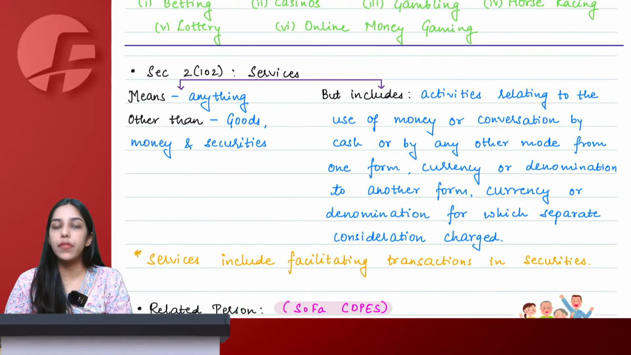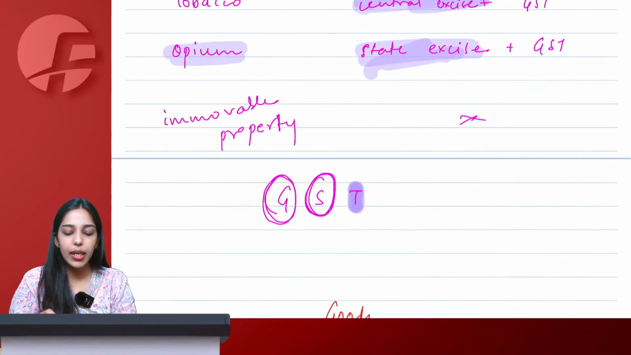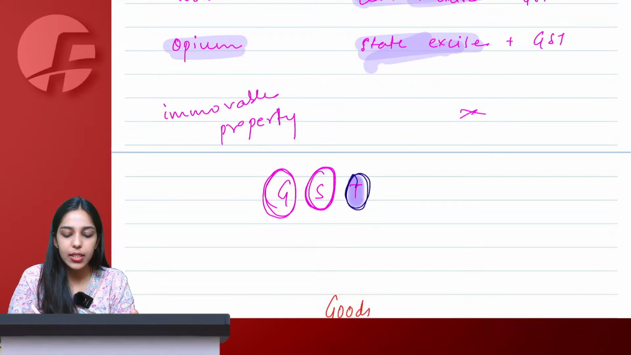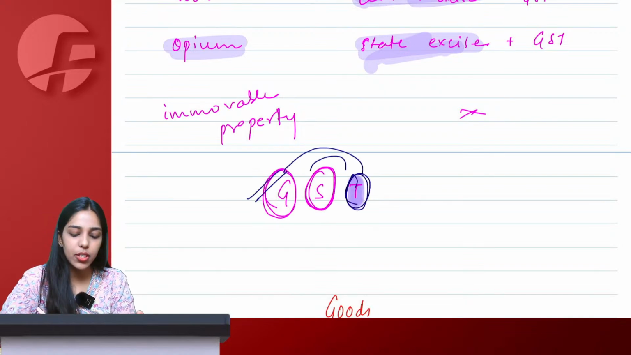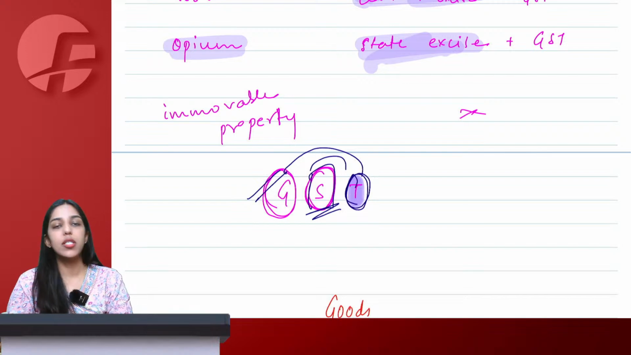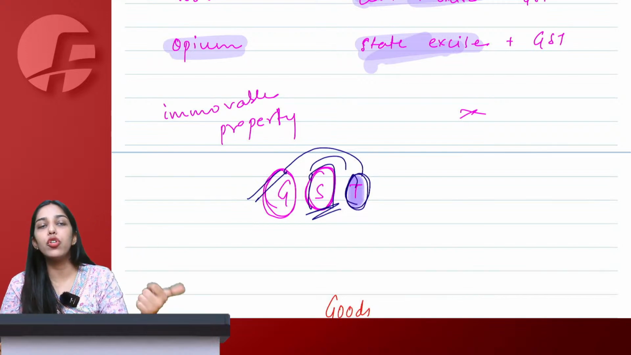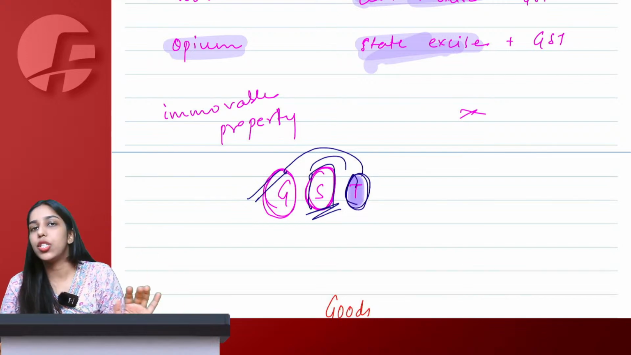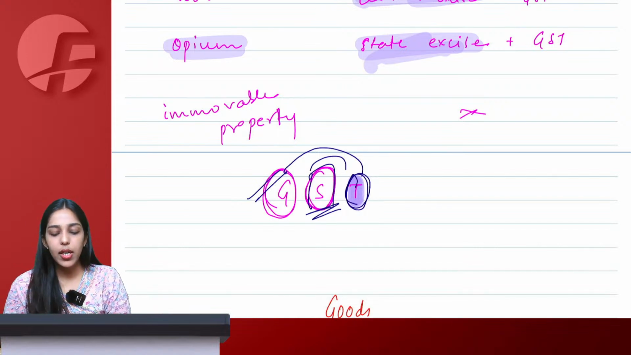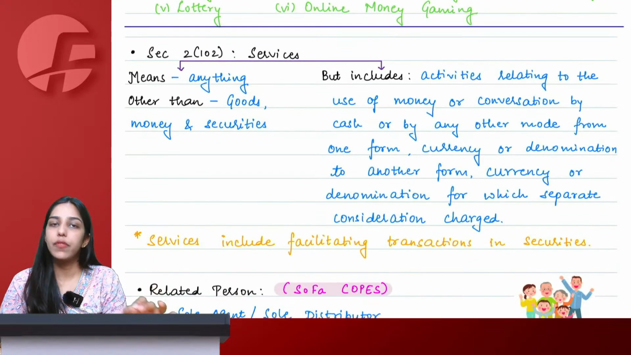Now we come to services. Why? Because ultimately GST is a tax that is levied on goods and services. We understood goods, now we are left with services. So if something falls under the purview of goods or services, only then GST can be levied on it. So let's come to the definition of services.